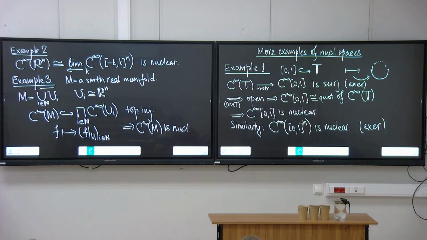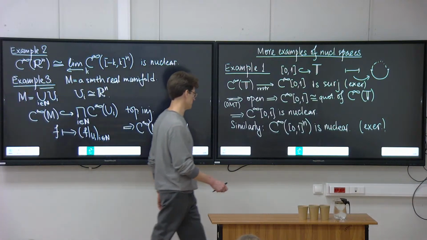Another proof is as follows. Let's embed M into R^m for a suitable m by using the Whitney theorem, and deduce that C infinity of M is a quotient of C infinity of R^m. So it is nuclear. This is another proof of the same result.